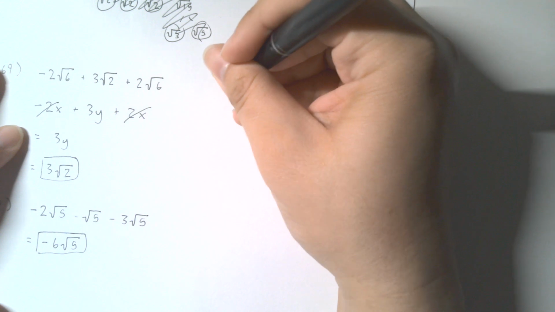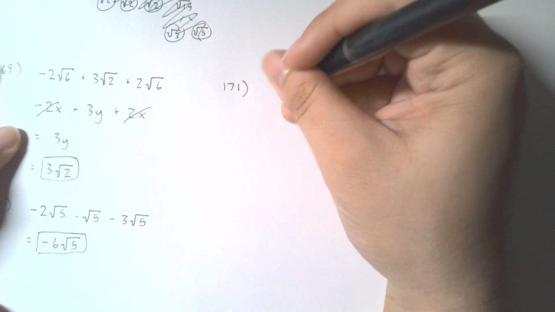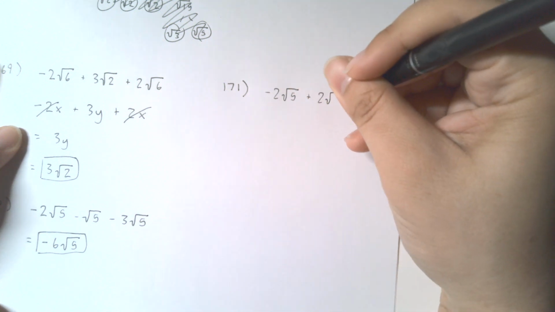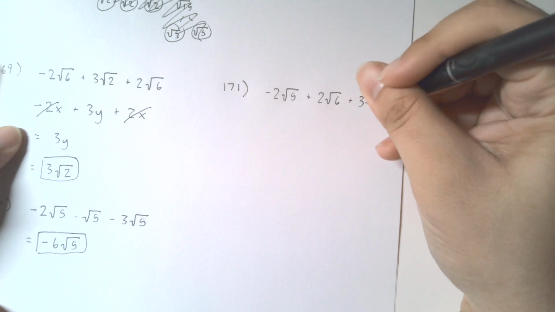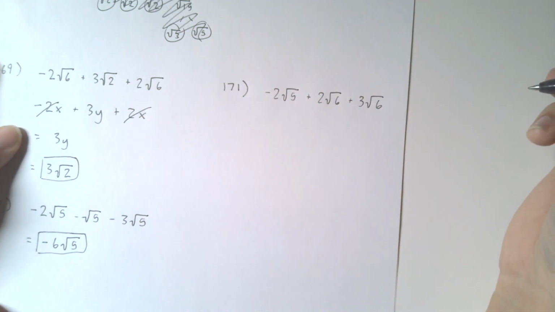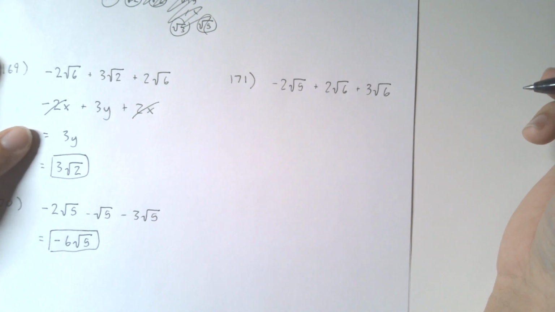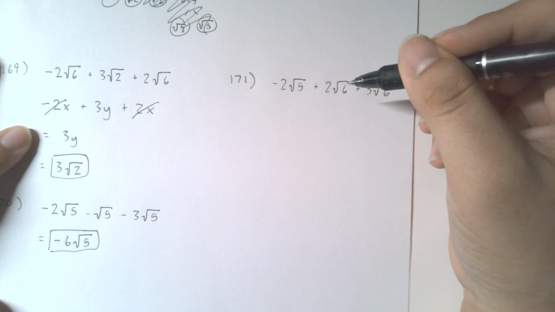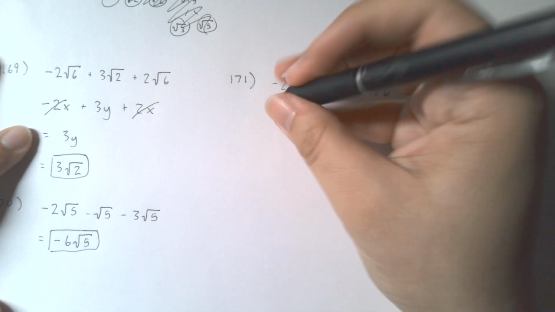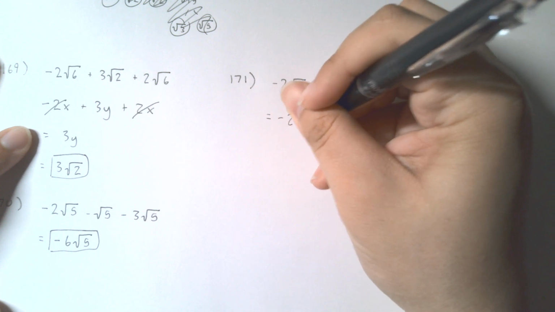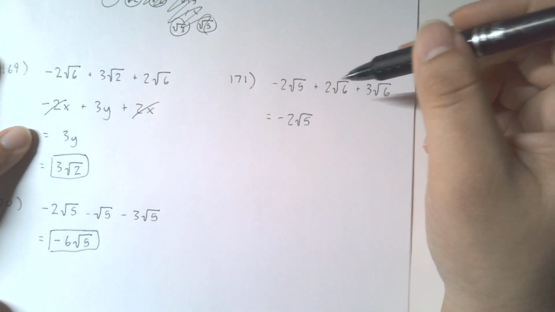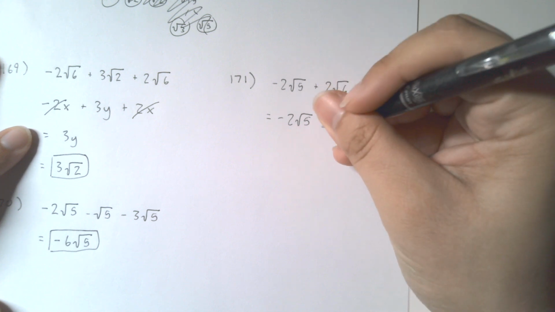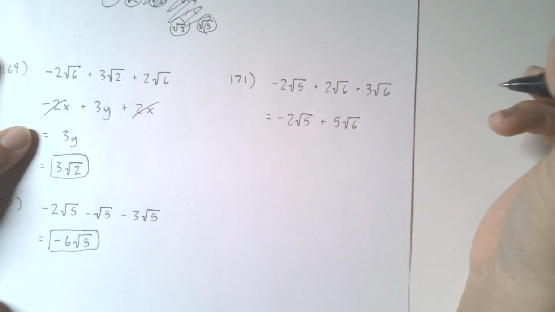So for number 171, what if we have negative 2 square root of 5 plus 2 square root of 6 plus 3 square root of 6? So we combine all of our like terms like we would with variables. We don't have any other things with square root of 5 because we have square root of 6 and the square root of 6 here. So we're stuck with this negative 2 square root of 5. However, we do have 2 square root of 6 plus 3 square root of 6. That combines as 2 plus 3, which is 5, square root of 6.